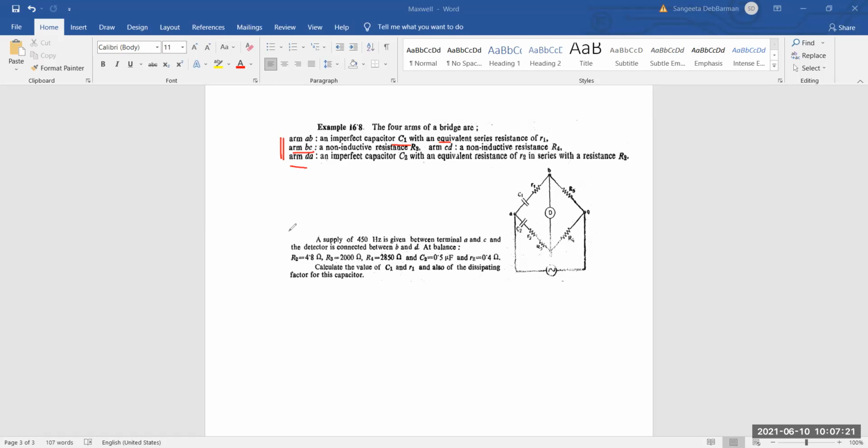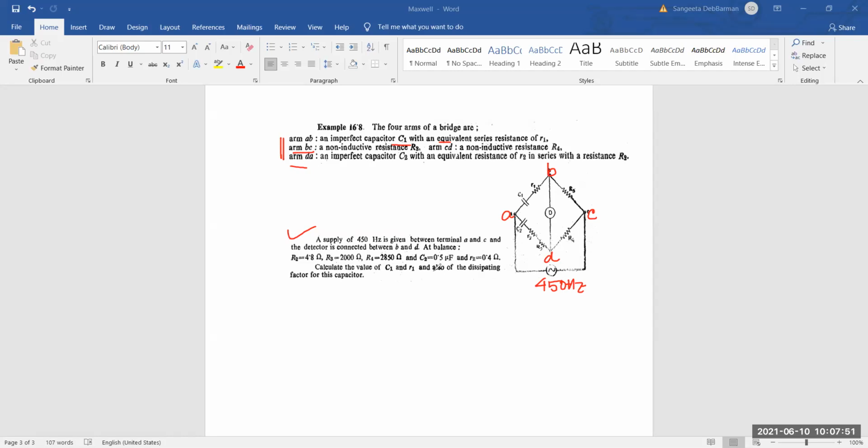Clear? Now, other values are given below: supply of 450 hertz. So this will be 450 hertz. Supply of 450 hertz is given at terminals A and C, and then the detector is connected between B and D. This is the D, obviously. This is A. This is B. This is C. Clear? Now you are given R2, R3, R4, C2, R2.